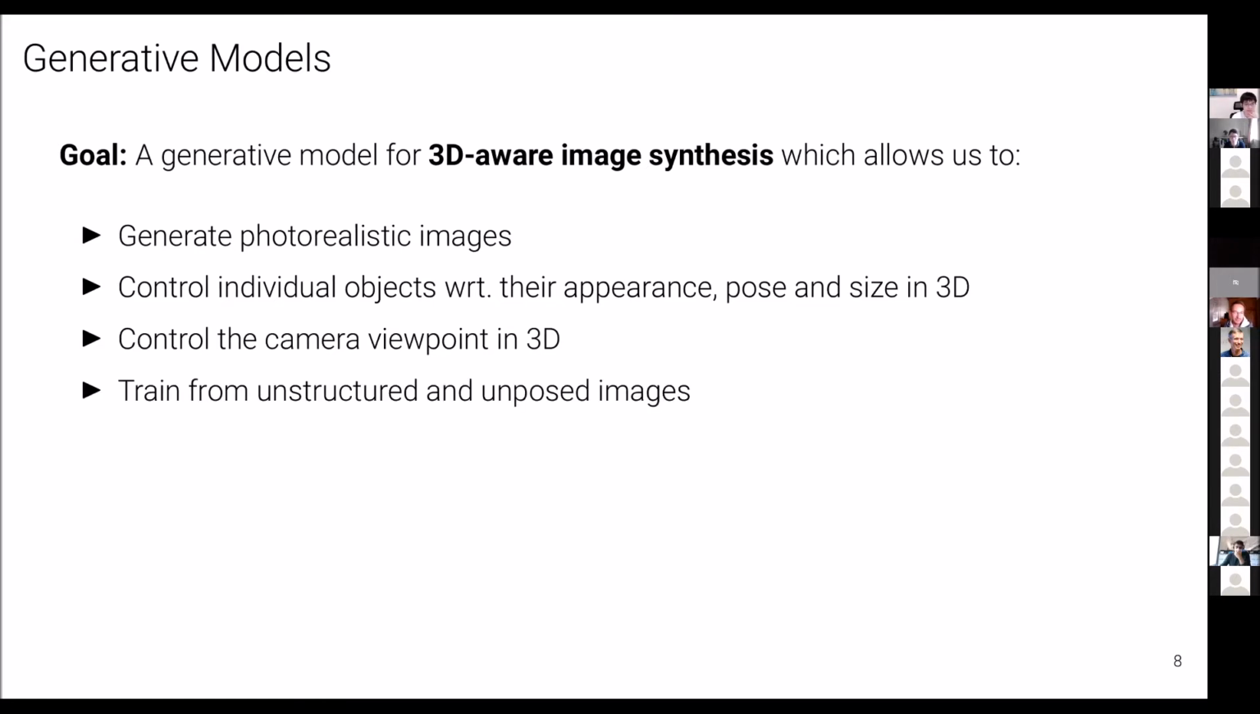What makes this problem really hard is that we want to train this from unstructured and unposed image collections. So we want to use as little prior knowledge as possible, just a collection of images from a specific object category, for example.